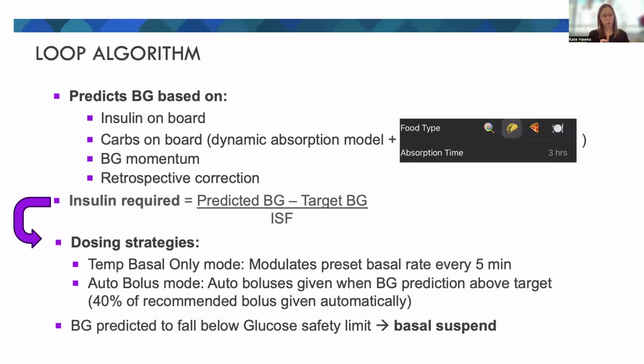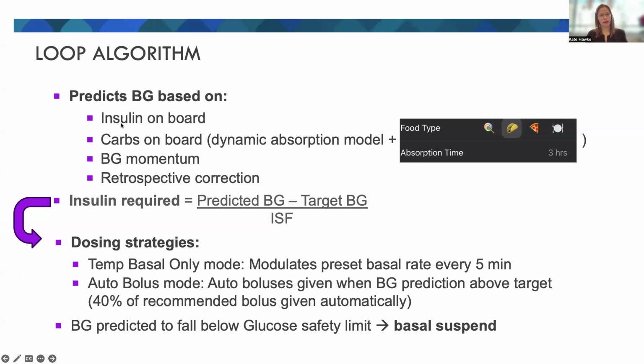Up to 40% of the total recommended bolus based on this diabetes math can be given as a single auto bolus. So 40% just to act somewhat conservatively on each loop cycle, but then more correction can be given every 5-minute loop cycle if required. And then, of course, if blood glucose is predicted to fall below that glucose safety limit that we've programmed, then a complete basal suspend will occur.